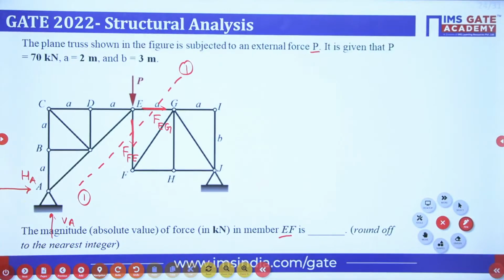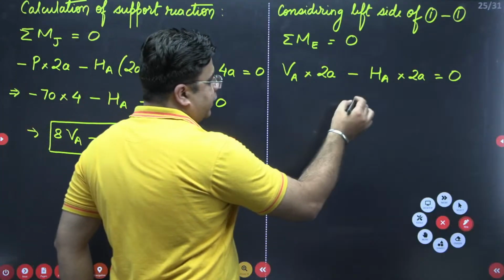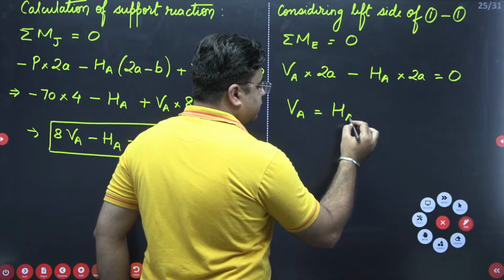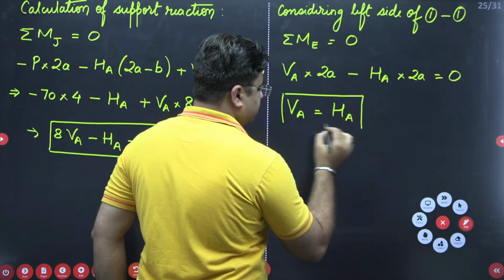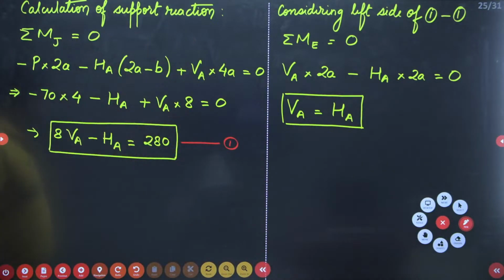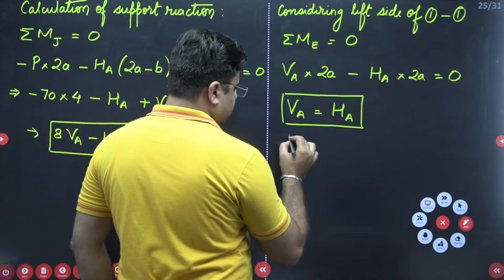From here you can clearly identify that this is my VA, A and A will be 2A. So if I have to write moment about E, this is VA into 2A. If I have to write moment about E due to HA, it will be HA into 2A, right? So from here I'll have one relation, that is VA is equal to HA. Now substitute this relation in this equation and get me the value of VA. So this is my equation 2.